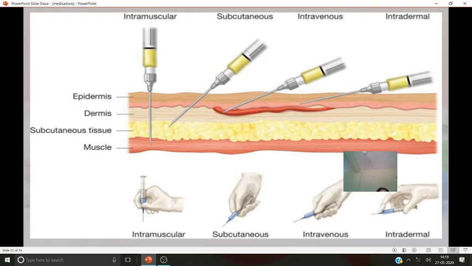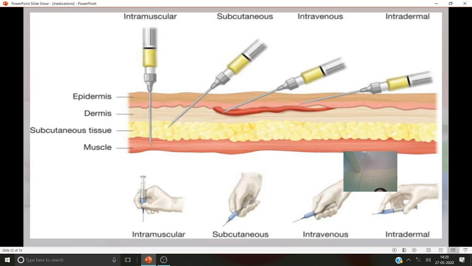So when you are going to administer some drugs with the parenteral route, you can see the intramuscular injection means we are injecting the drug directly into the muscle. So we are taking the large needle and the syringe, and at a 90 degree angle we are injecting the drug into the muscle, that is called intramuscular. Then coming to the subcutaneous, this is a 45 degree angle; we can see the subcutaneous tissue which is present, and there we are injecting the drug. Then some of the drugs which we are injecting inside the veins, that route is called the intravenous route.